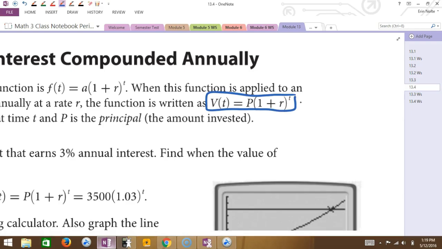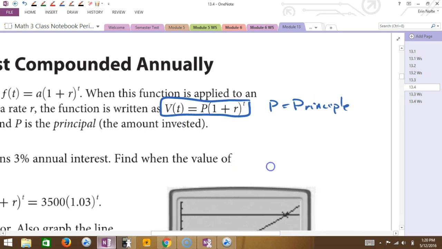Okay, so I don't know why they use V. That's a strange variable to use. I know why they use P. The T is up in the exponent. So the P, does anybody know what P stands for? Principal. Very good. So what is the principal? The amount invested. Very nice. If you didn't know that, write that in your notes.